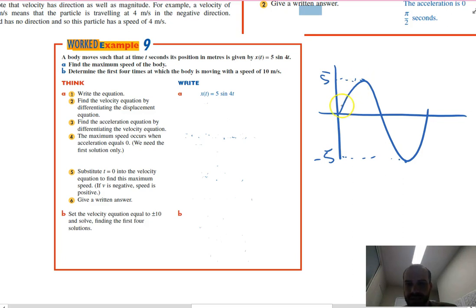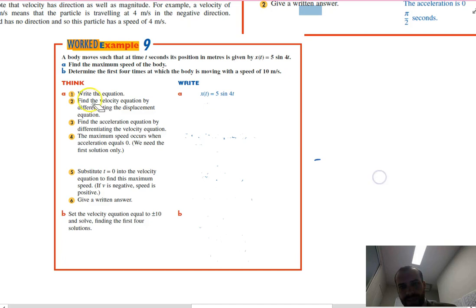This means that it's moving away from the thing at 5 meters per second. This means it's moving towards the thing at 5 meters per second. But they're the same thing. They're both the same speed. So you're moving at maximum speed or maximum velocity. This is the maximum velocity, but these are both the maximum speed.